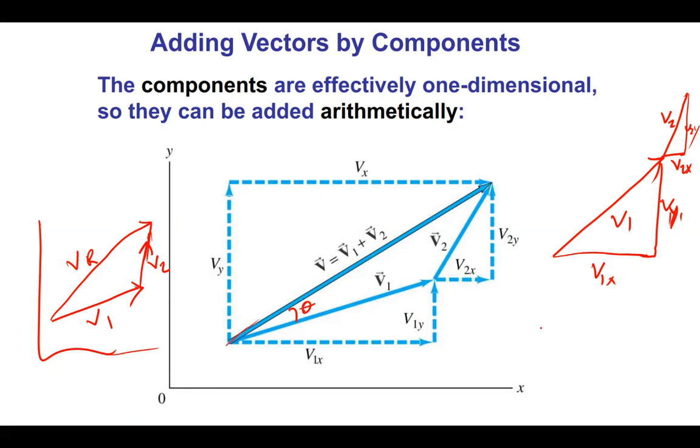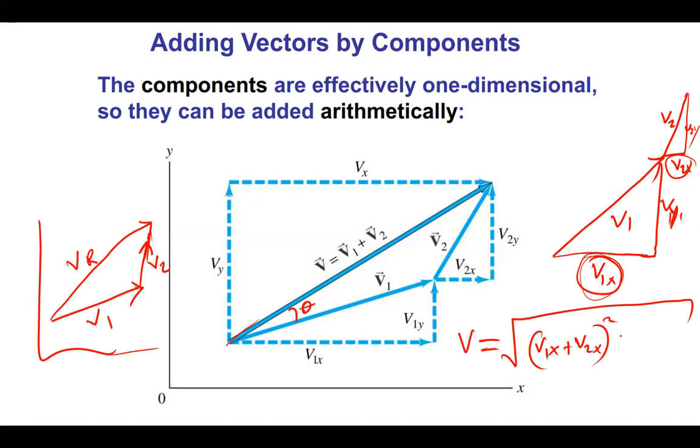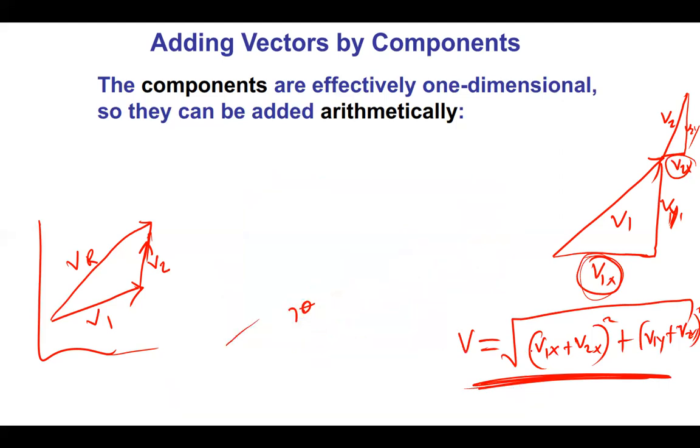Now, to find the resultant means that I'm going to add. To find V, I'm going to say the square root of, I'll add the x components, this one and that one, and then square them. So V1x plus V2x, then squared, plus V1y plus V2y, then squared. It's just the same thing that I was explaining on the previous page.